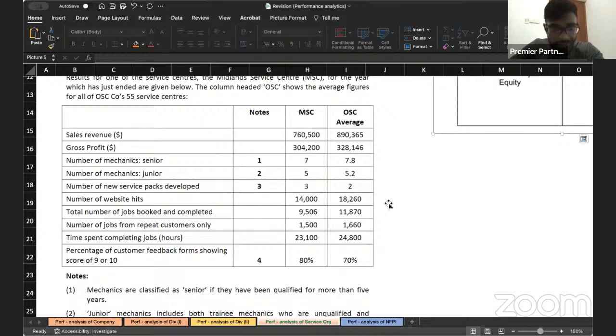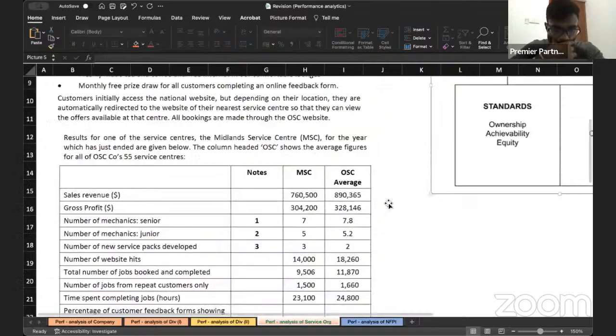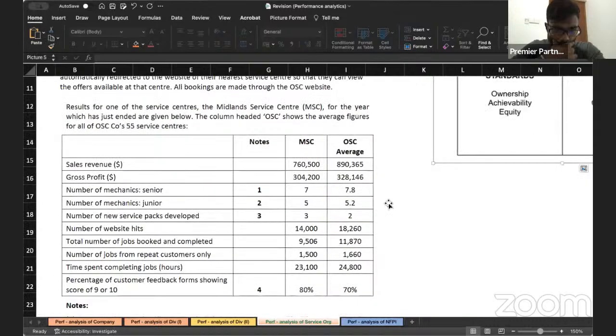Quality. How do we measure that, people? Or we can talk about repeat customers. Now, number of jobs from repeat customers. So out of total jobs, repeat customers come to get their car serviced again because of the quality. People, you go visit another place to buy whatever, mainly because of the quality, right?